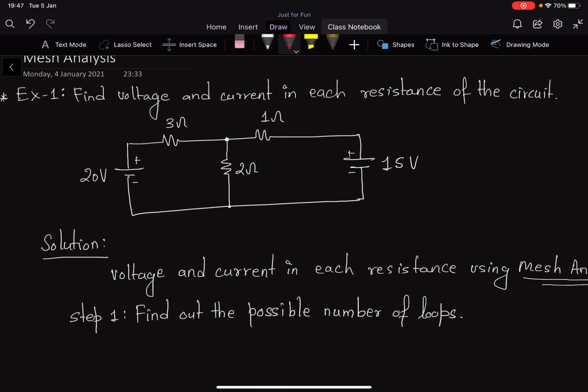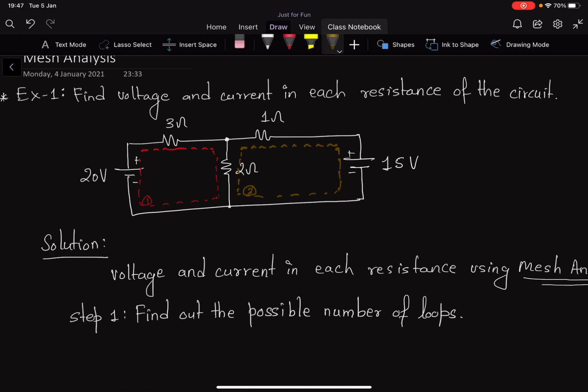If you look at this circuit here, it has loop 1 like that, and then you have another loop 2 here. So how many loops in this circuit? In example 1, you can see it has 2 loops. Okay, let's use a different color. I'm going to say this is my loop 1, and this is my loop 2.